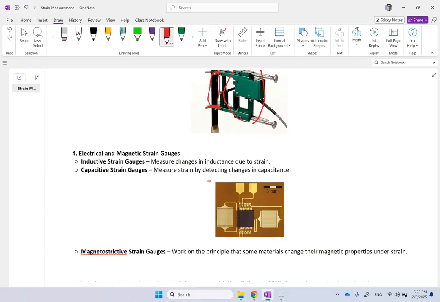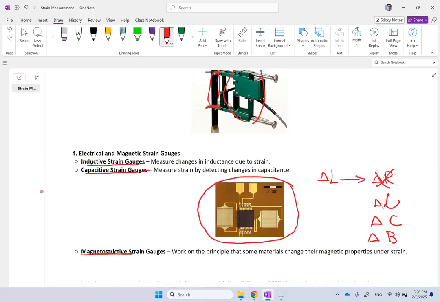There are some other categories where the change in the length does not necessarily lead to a change in resistance. Instead, it leads to a change in inductance. This L and this L are different: this is length, this is inductance. Or it leads to a change in capacitance, or a change in a magnetic field. So the change in the length is affecting other electrical entities. They could be inductive systems, capacitive systems, or magneto-resistive strain gauges. Here is an example that I found online of a capacitive one.